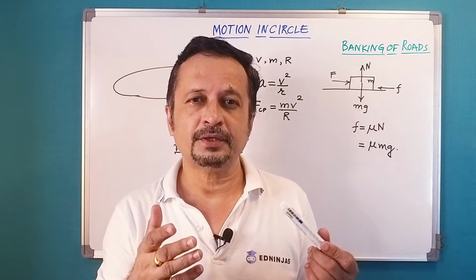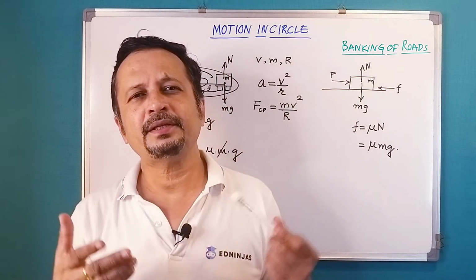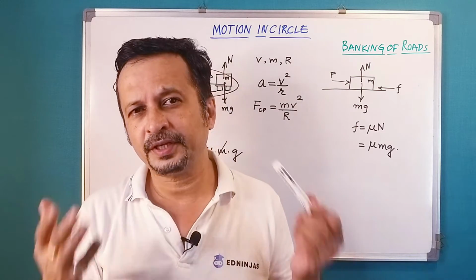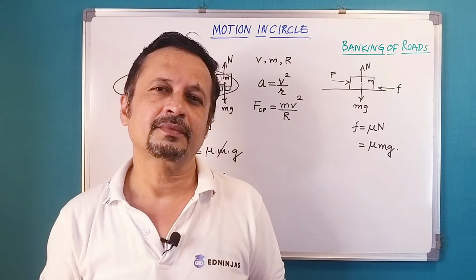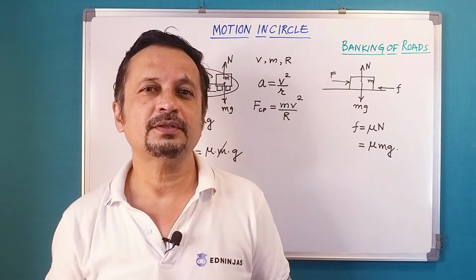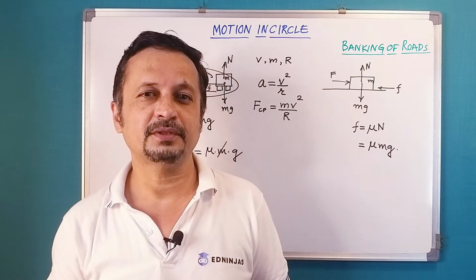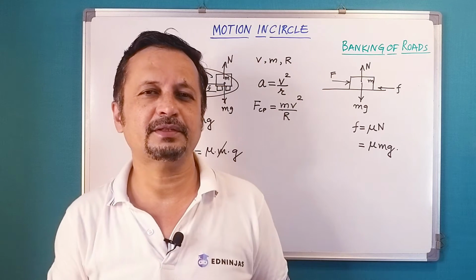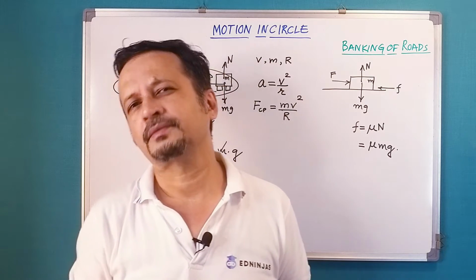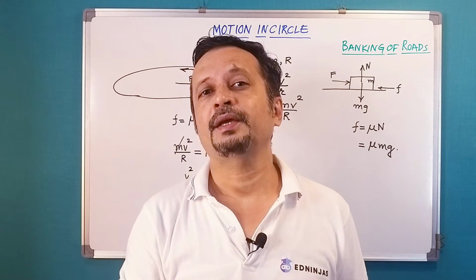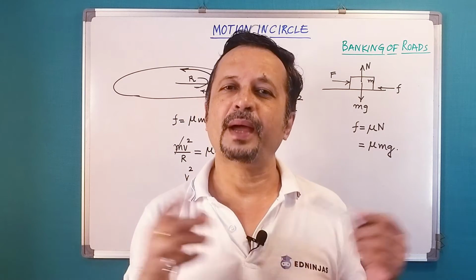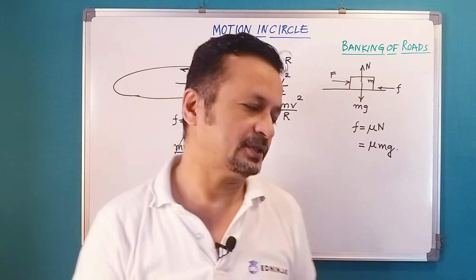Apart from that, when you are depending on this force of friction for safety of taking a turn, then you are compromising on the wear and tear of the tires. And again, that would not be really a good thing. So what do we do? For this, they bank the road. It is called banking of the road. Let us see what it is.